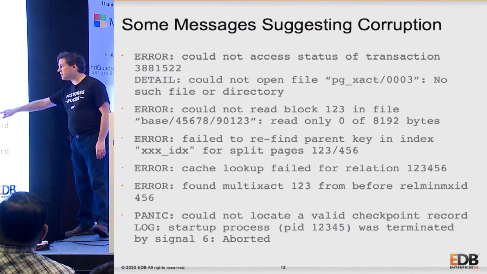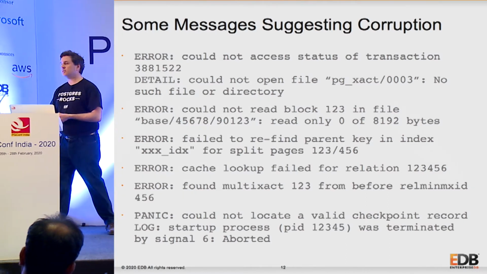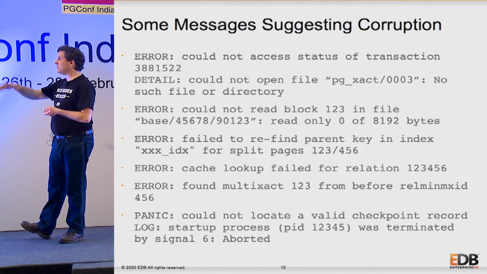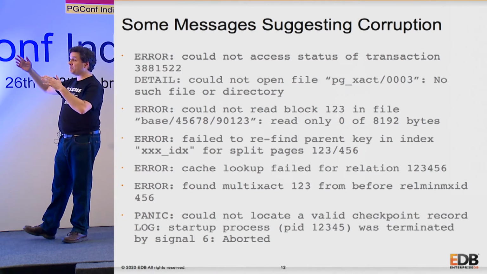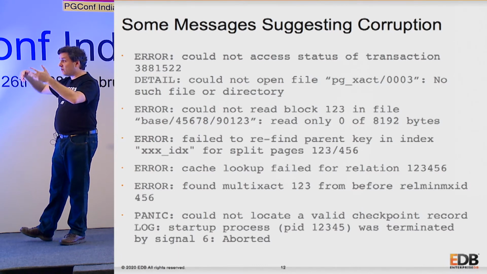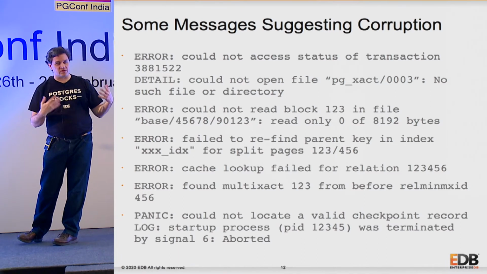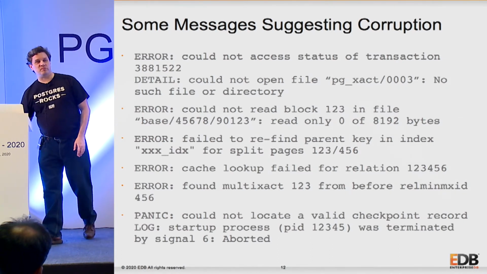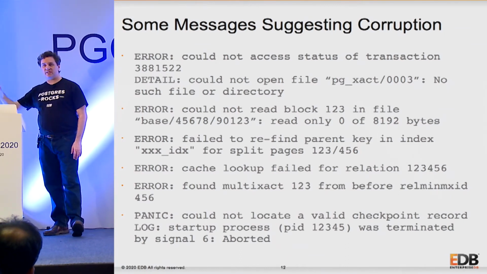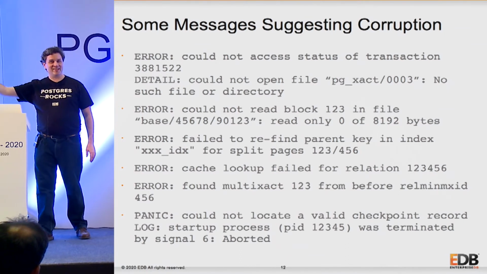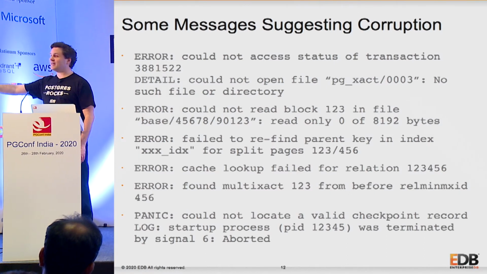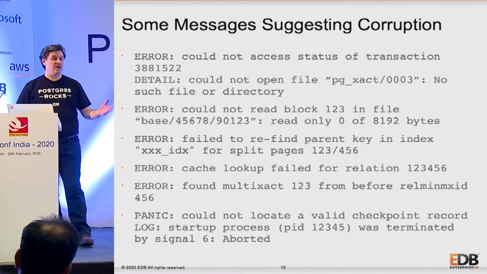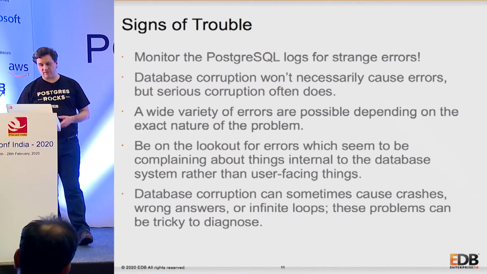This one here, cache lookup failed for relation some number, is a super common thing that happens when people's system catalogs are corrupted. So all of these errors, you might not know what they mean, or maybe you do know what they mean, but you can see that they're all sort of complaining about stuff that isn't really normally user visible. It's complaining about some internal thing. If you don't know what these errors mean and you have them, it's a really good time to get a support contract if you don't have one already, because you probably want to talk to someone who does know specifically what these errors mean and what might have caused them to happen, because then they can tell you in more detail exactly what has gone wrong.